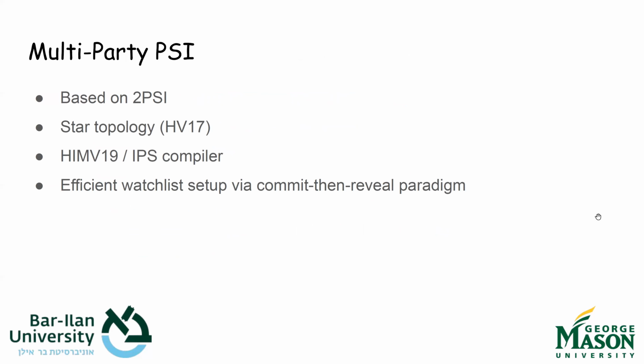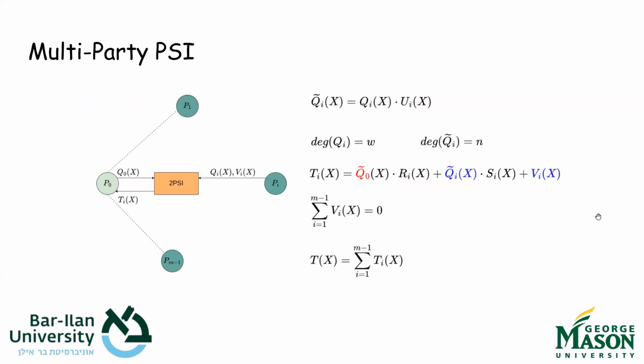Next, we extend our two-party PSI protocol to the multi-party PSI protocol. Our multi-party PSI protocol uses a star topology as in HV17. We start with a semi-honest protocol and make it secure against malicious adversaries by using the IPS compiler with a more efficient watchlist setup via the commit-then-review paradigm. At a high level, we have a designated center party called P0. The party P0 and each P_i perform a modified two-party PSI protocol. After each execution, P0 receives Q0 R_i plus Q_i S_i plus V_i, where R_i, S_i, and V_i are random polynomials. On top of that, V_i is chosen by all the parties, such that the sum of all V_i is 0. After the pairwise two-party PSI executions, P0 obtains the polynomial T that encodes the intersection of all the input sets. P0 will then send T to all other parties. The correctness is then enforced by the watchlist.